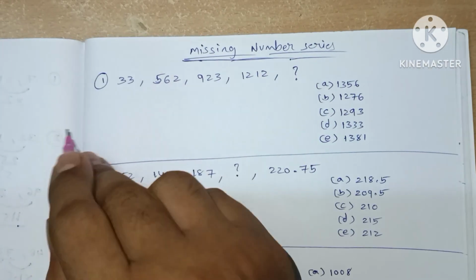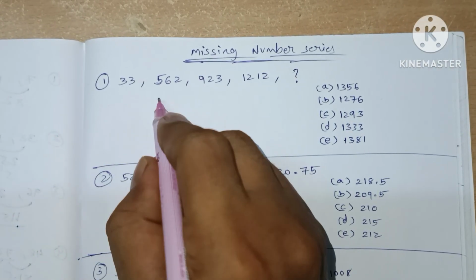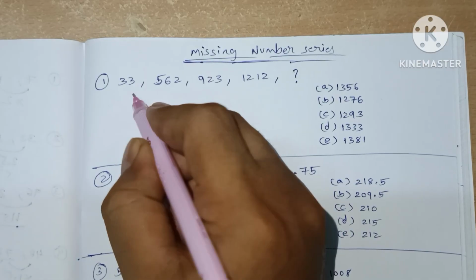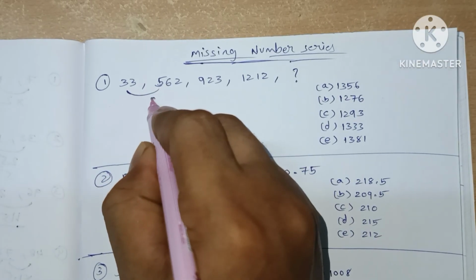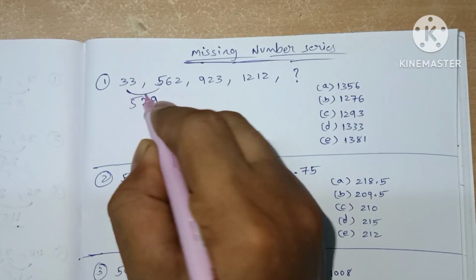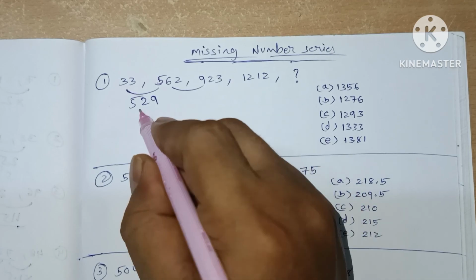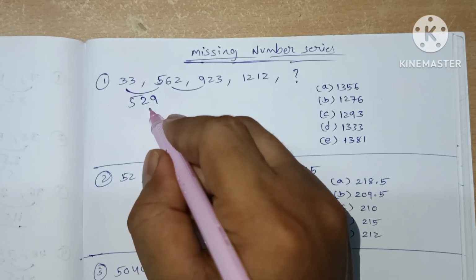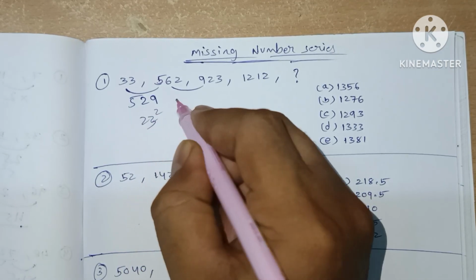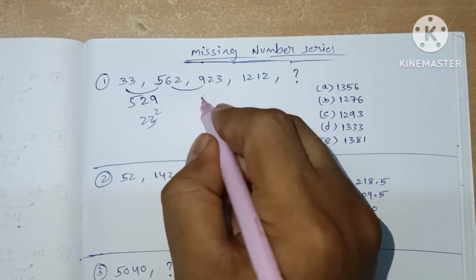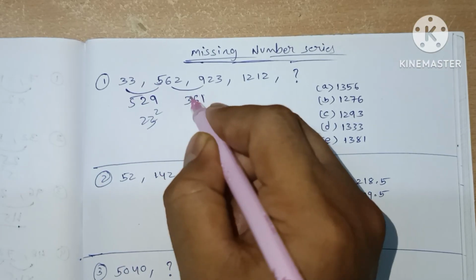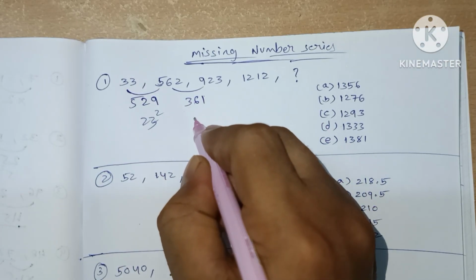Now we are going to see missing number series. First, these numbers are slightly varying, so we'll go with the differences. Here the difference is 529. Okay, I know this number as a square, 23 square. Here the difference between these two is 163. So 361, which is 19 square.